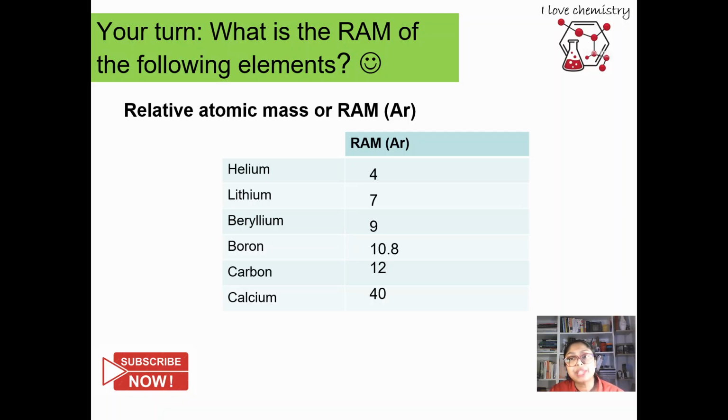Now, these numbers can be a little different depending on the periodic table, depending how accurate they have put the numbers or rounded up. In your final exam, you will be provided with a periodic table, so you are just going to use those for calculation, no worries at all.